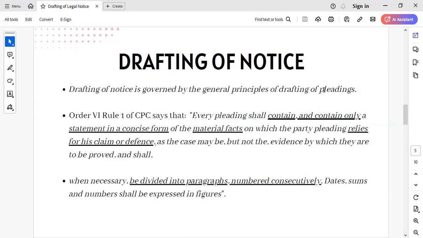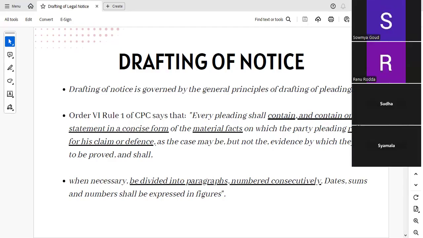What is governed by which principles? Drafting of pleadings. Whatever the documents you give in writing to the court in a civil case, they are called pleadings.